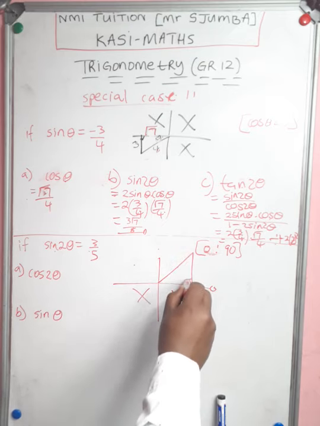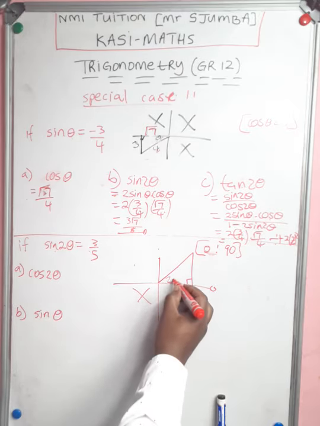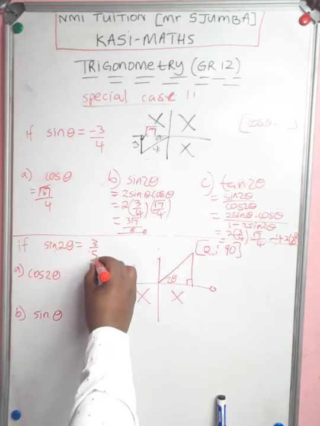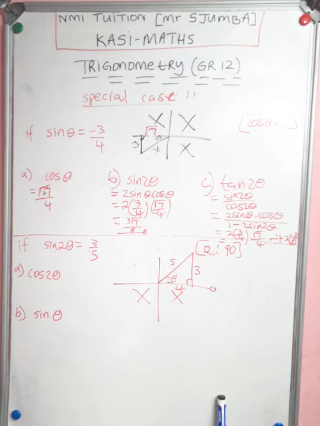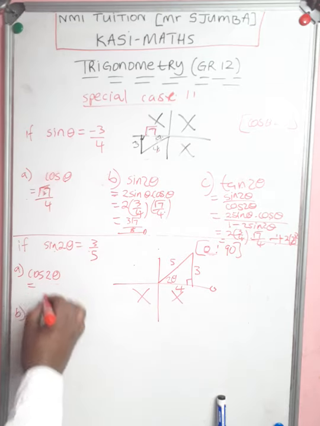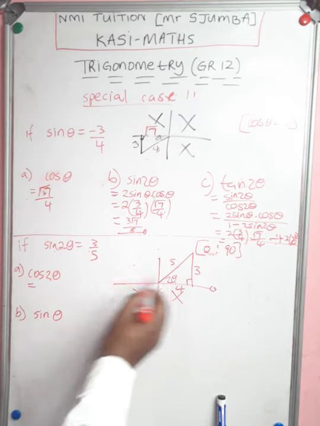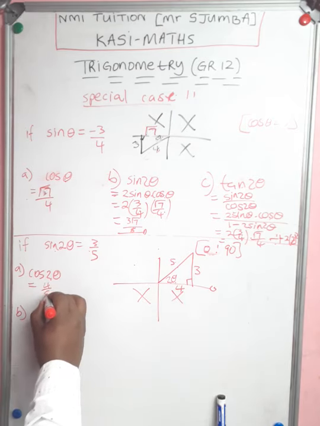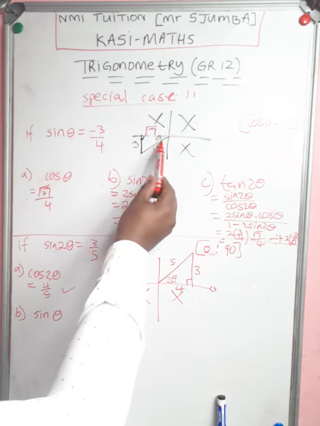Let's draw it. So for 2 theta, sine is opposite over hypotenuse, so 3 over 5. Pythagoras theorem gives 4. So now the question: the equation is cos 2 theta. We have 2 theta, so we take the answer: cos is adjacent over hypotenuse, so it's going to be 4/5. Done.